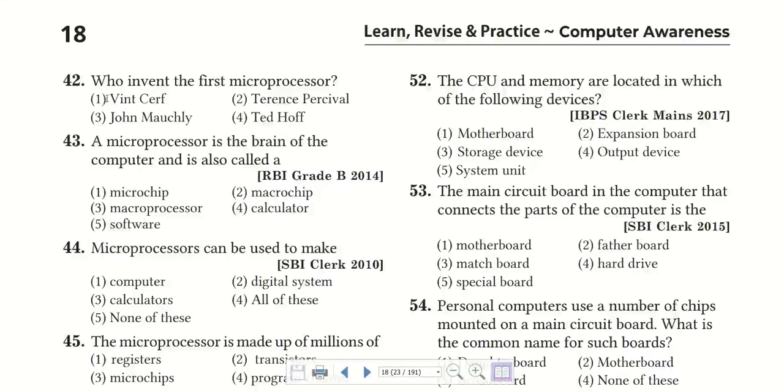The 42nd question: who invented the first microprocessor? The first microprocessor was invented by Ted Hoff. The microprocessor is the brain of the computer and is also called a microchip. The microprocessor can be used to make computers, digital systems, calculators. So the correct answer is all of these.